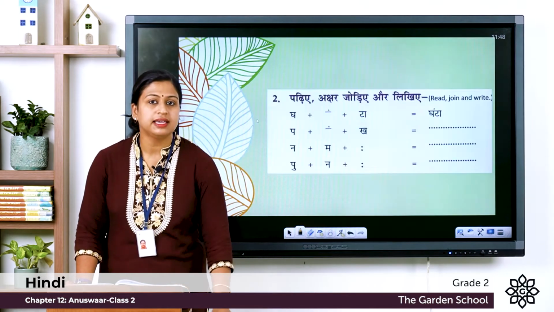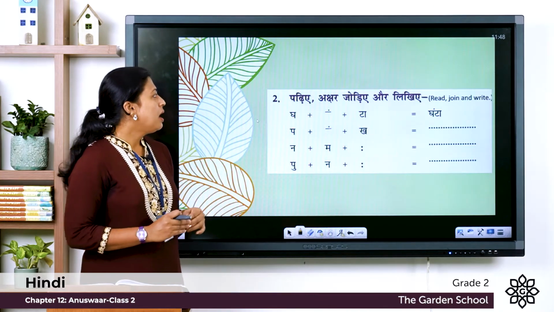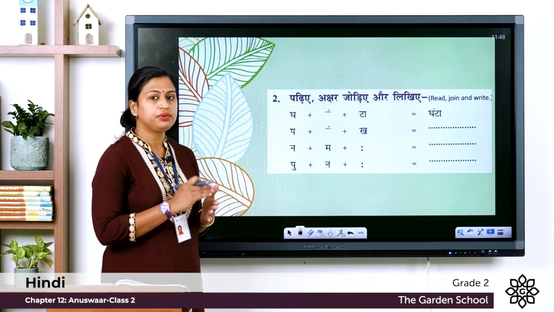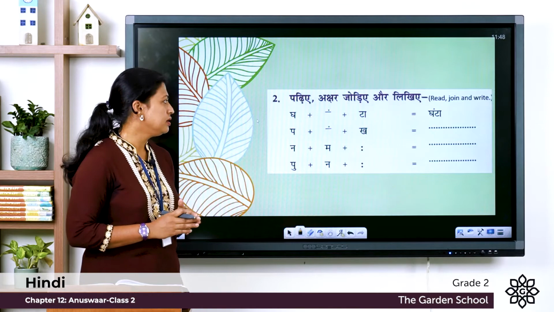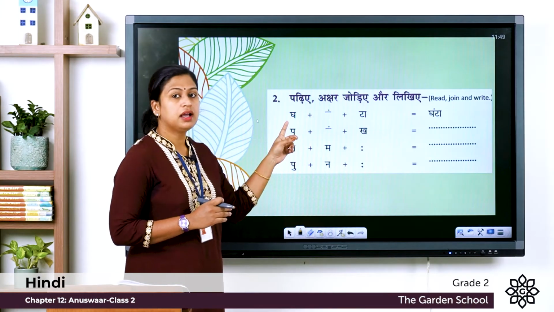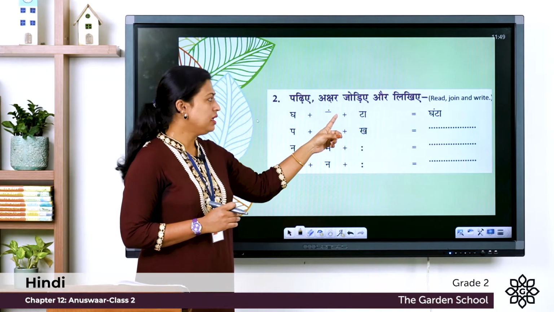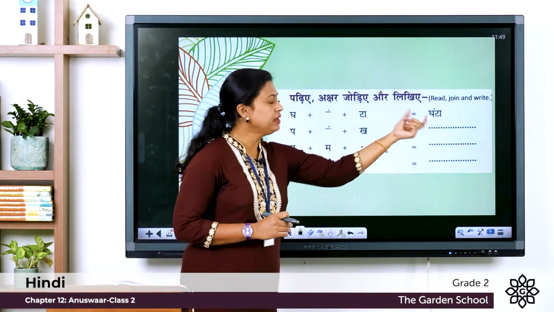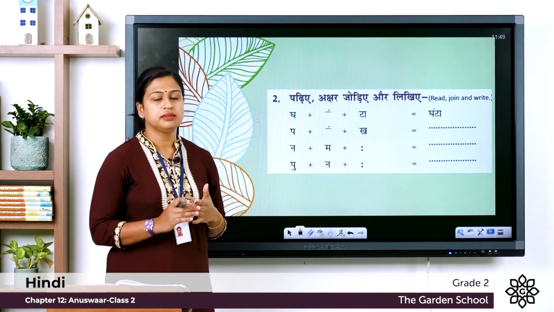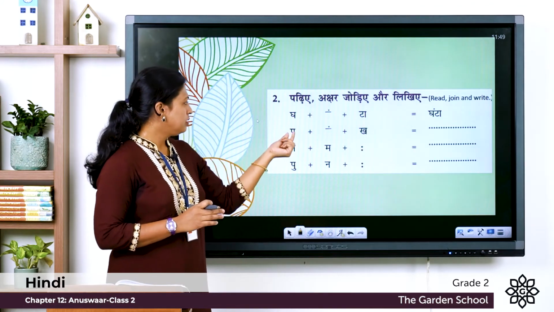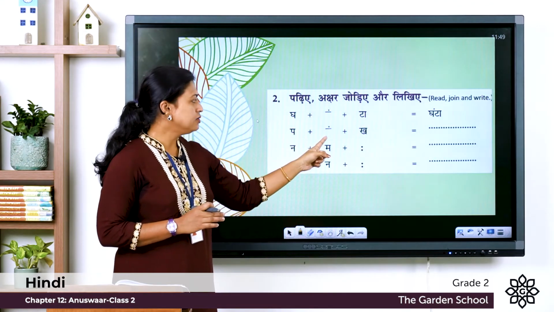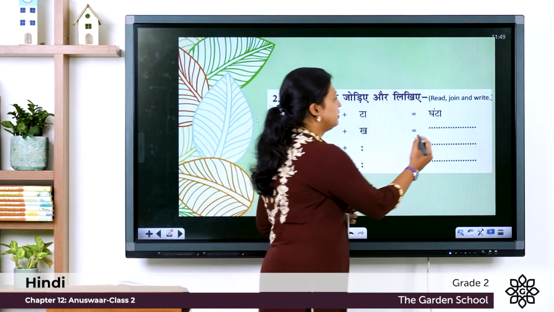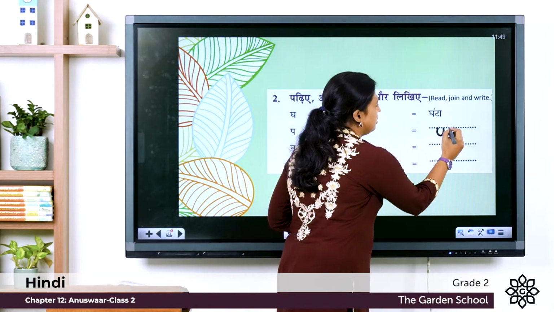Now let's move on to the second exercise. The question is, प्रश्न है, पढ़िए, अक्षर जोड़िए और लिखिए. So you have to read, join and write the word. Here you can see vyanjan letter gha plus anusar symbol plus vyanjan letter ta with a symbol. Now we have to join and make a word. And the word is ghanta. That means bell. Same way, this is vyanjan letter pa, anusar symbol and vyanjan letter kha. So the word is pank. So you have to write this word here, pank.